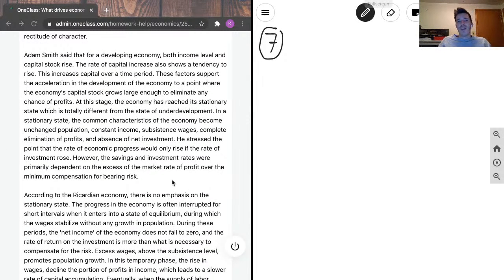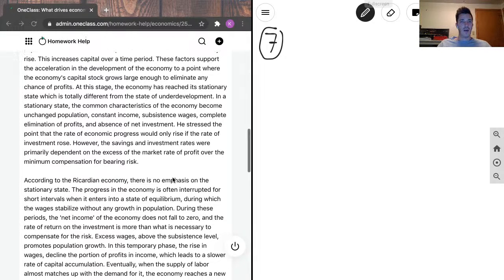Adam Smith said that for a developing economy, both income level and capital stock rise. The rate of capital increase also shows a tendency to rise. This increases capital over a time period. So if we go back to that previous question, there was that island economy for a developing country. If they bring in tourism to increase their income level, and they then invest that money from the tourism into infrastructure, they will then be increasing both their capital stock as well as the income level because they can now employ people of the island.